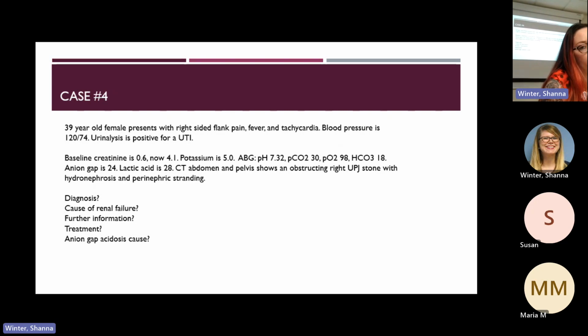All right, this is a 39-year-old female who presents with right-sided flank pain, fever and tachycardia. Blood pressure is 120/74, and she has a UTI. Her renal function is much worse than baseline. Potassium's 5. She has a slight metabolic acidosis. Her anion gap is 24, lactic is 28. And CT of the abdomen and pelvis shows an obstructing right UPJ stone with hydronephrosis and perinephric stranding. So what is her admitting diagnosis?